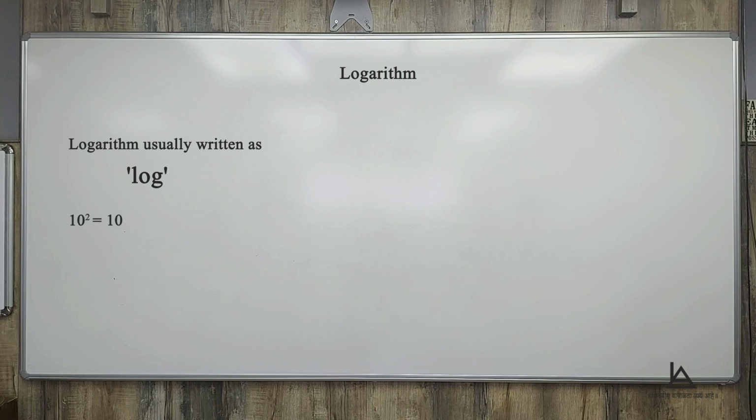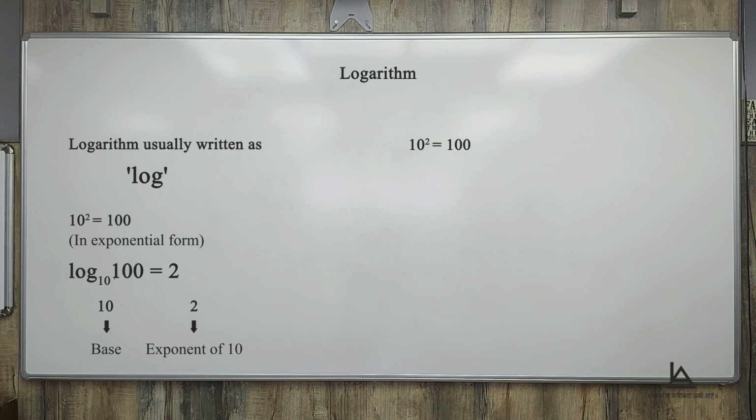10 raised to 2 is equal to 100. And this is written in exponential form, as you can see on the screen. We shall write this statement as log of 100 to the base 10 is equal to 2. What this means is, now 10 is base here and 2 is the exponent of 10. And if you remember, 10 raised to 2 was 100.